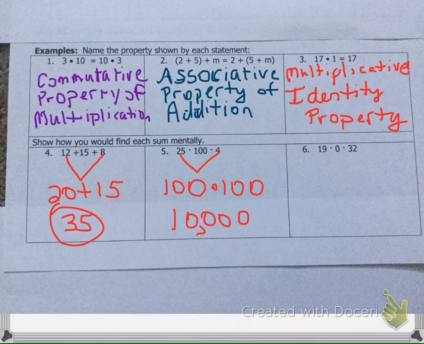Okay, that would be the associative property of multiplication. Number 4 is the associative property of addition.